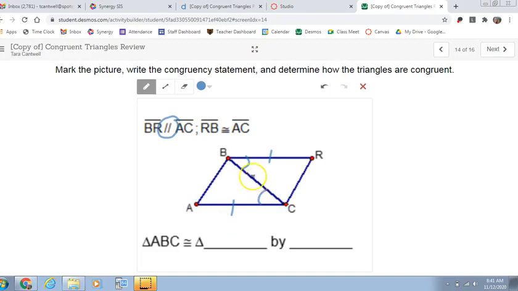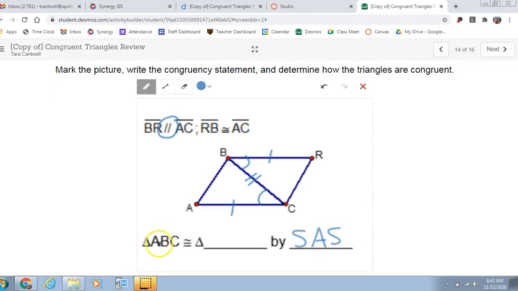And we can tell when we look at this picture that we have a shared side in BC. So BC is equal to itself. Now we have two sides and the included angle congruent. So that is a side angle side. And we need to make sure to list them in the appropriate order.